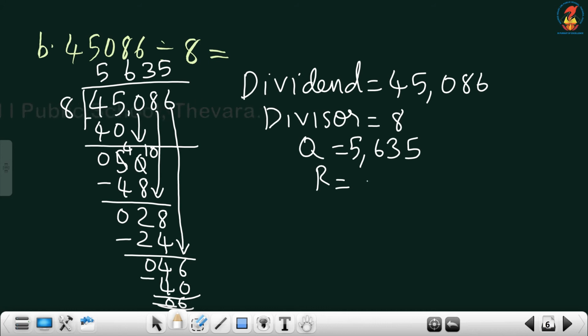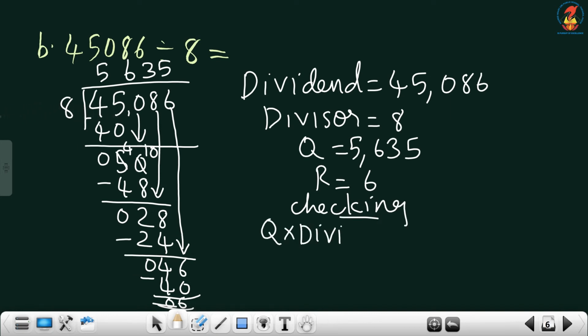5,635 and the remainder is 6. I need to check whether my answer is correct or wrong. Checking: quotient into divisor plus remainder. The answer is 5,635 into 8 plus 6.